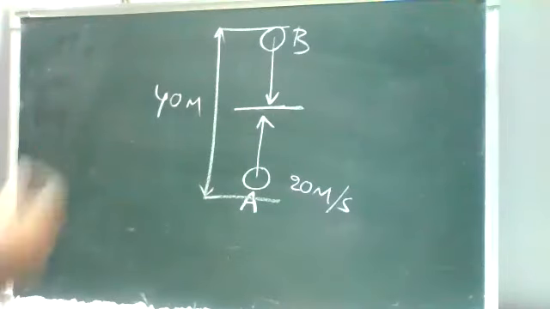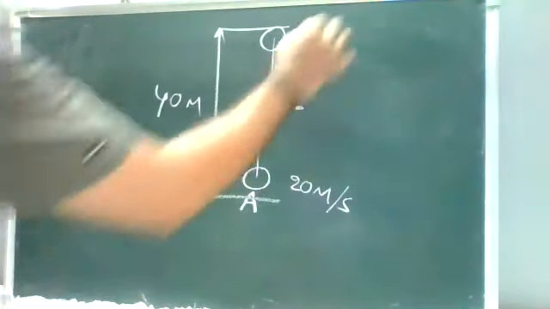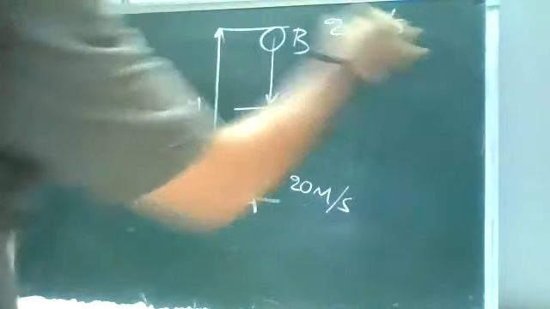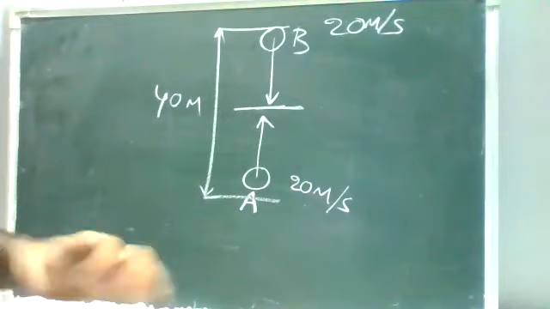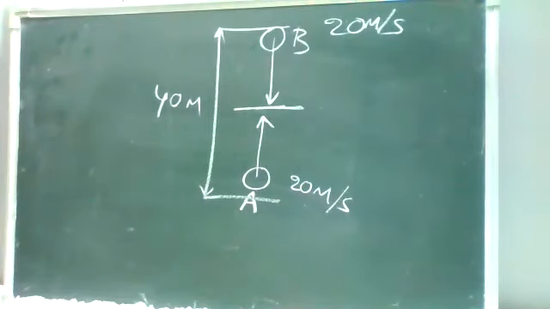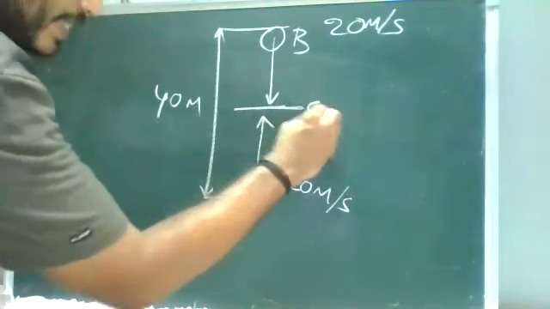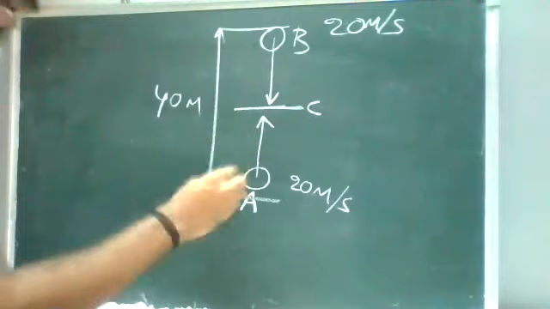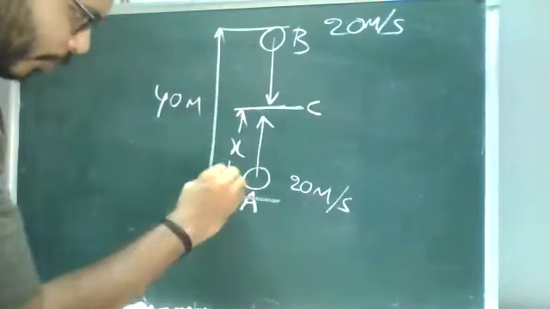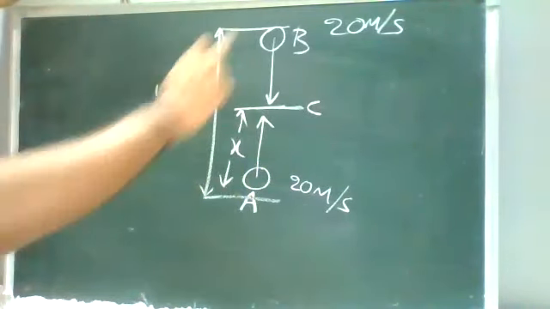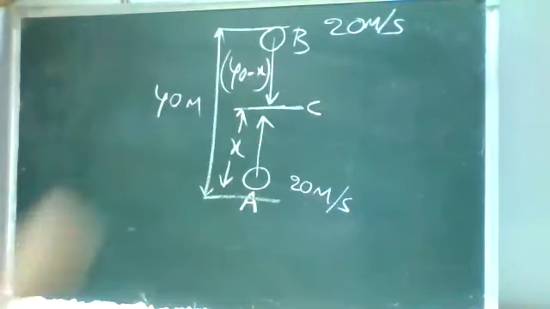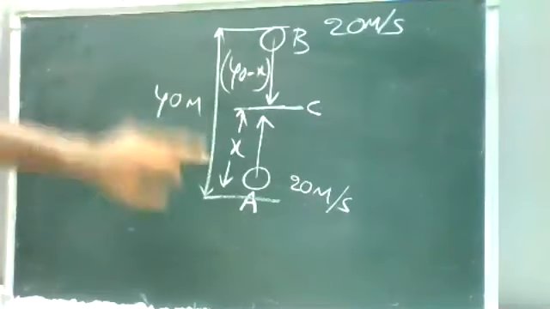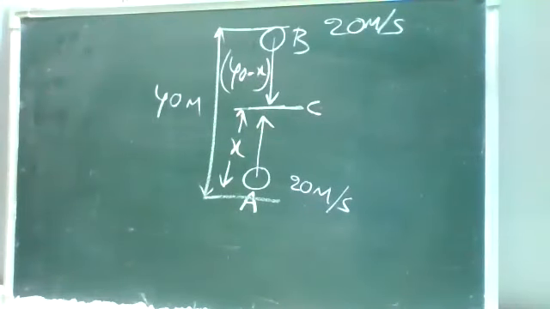We know that the initial velocity is 20 meter per second here, and here it is also 20 meter per second. So the final velocity v is equal to 0 because these two are colliding with each other. We are going to find the displacement. Assume this point as C. From A point to C point, I'll take it as x. So from B point to C point, it is 40 minus x. Now we'll see the relations one by one.